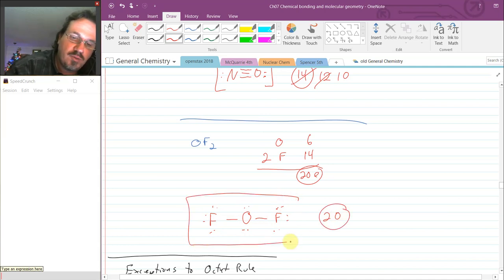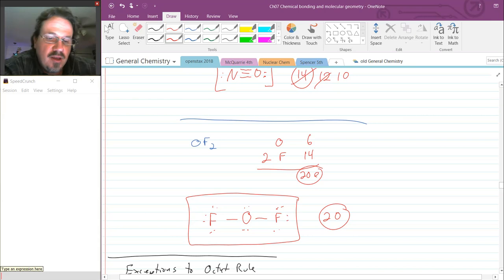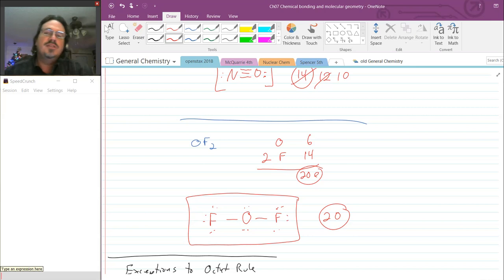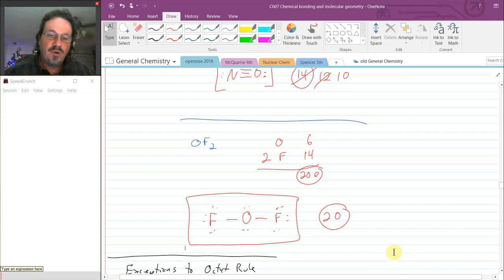No charge on this one. There's my final answer then. There's the Lewis electron dot structure for it. All right, so those steps will always get you. I know we still have to illustrate that one with what if I didn't use enough electrons, and we'll get to that real soon here.